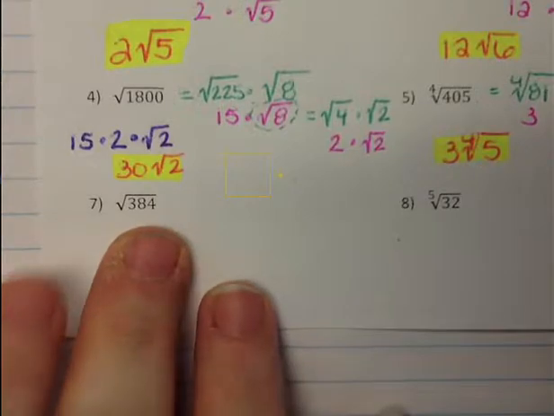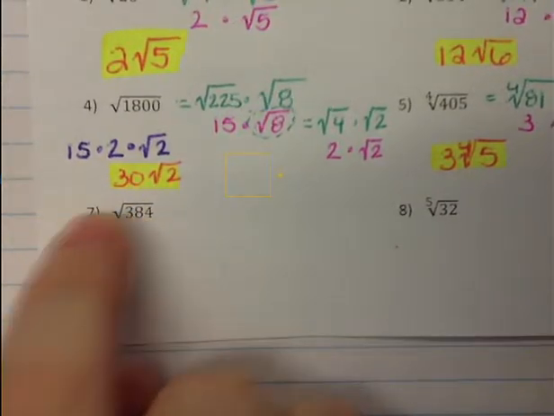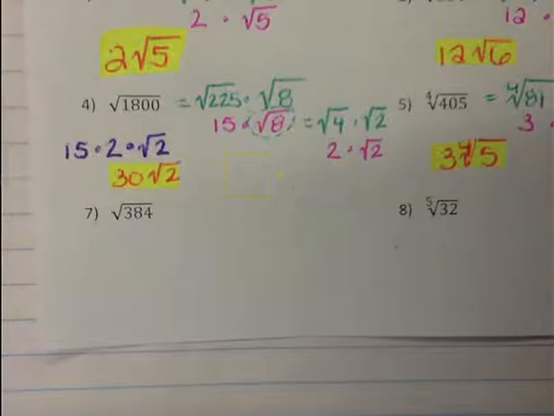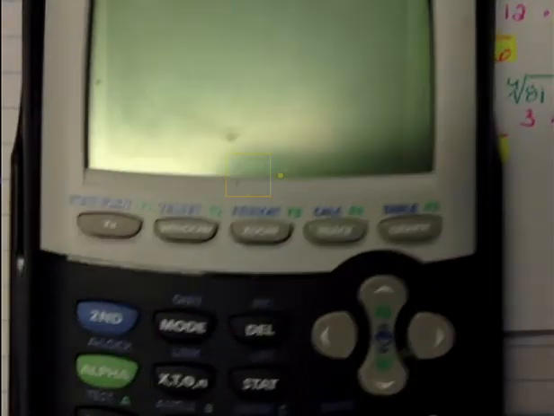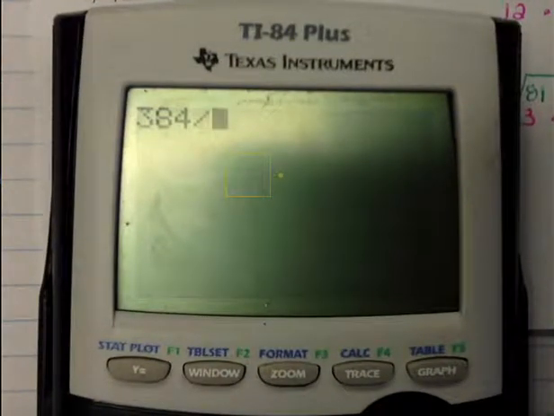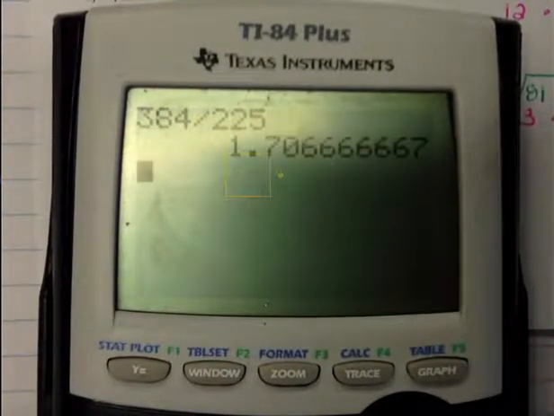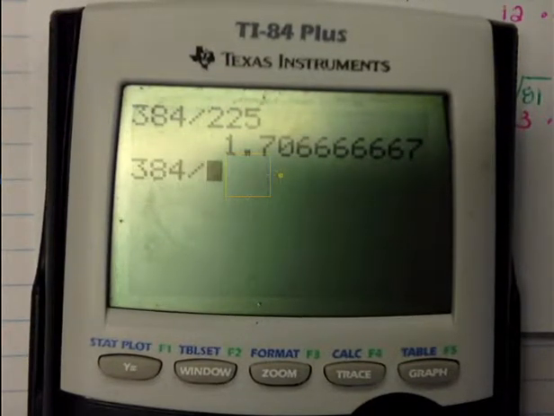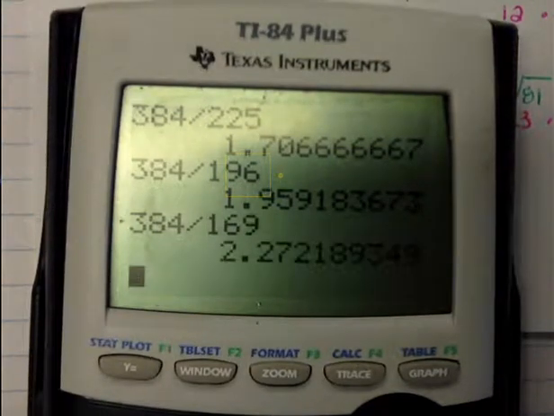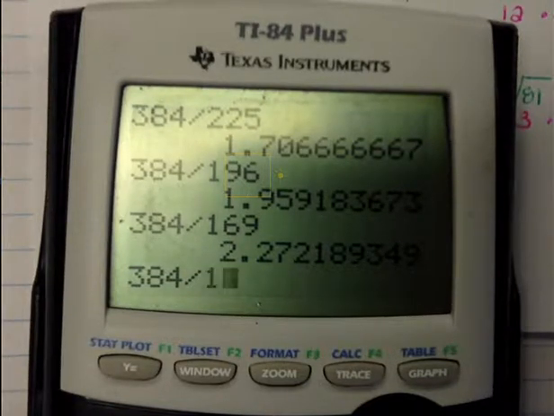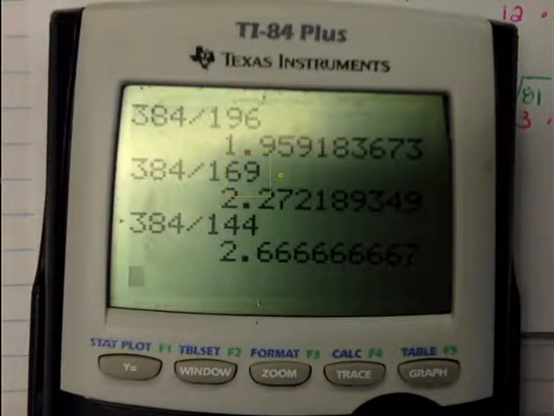On the next one, we go back to the square root of 384 because there's no index in there, so that means that's an automatic 2. So we do 384 divided by the first number we check, which is 225. That's a decimal. 384 divided by 196. Decimal. 384 divided by 169, decimal. 384 divided by 144, decimal. And I'm just going to keep going up the list. 384 divided by, since I did 144, I know it's going to be 121 now.